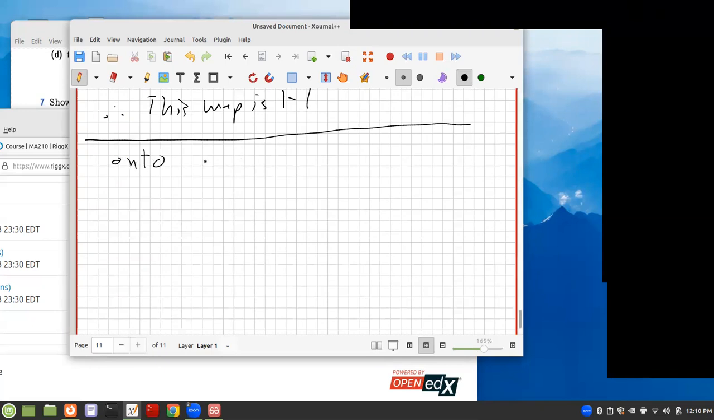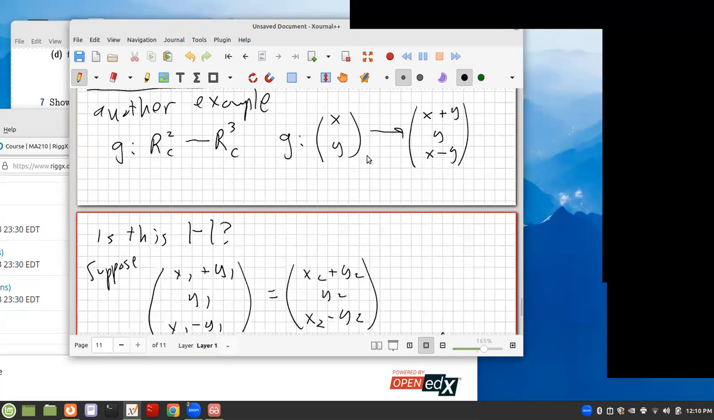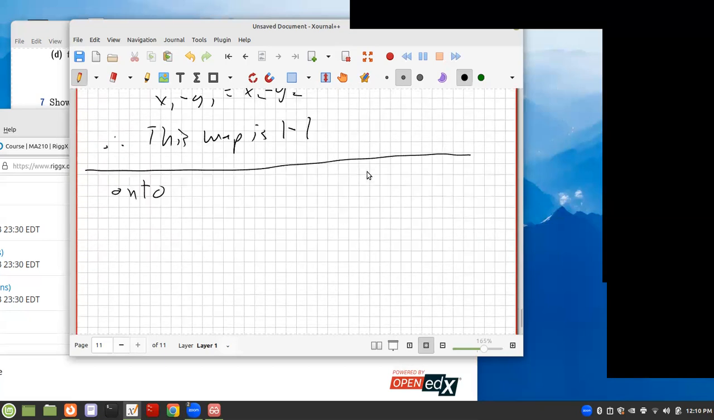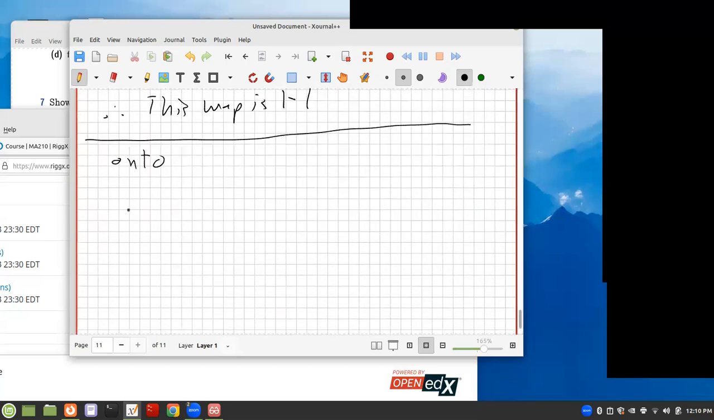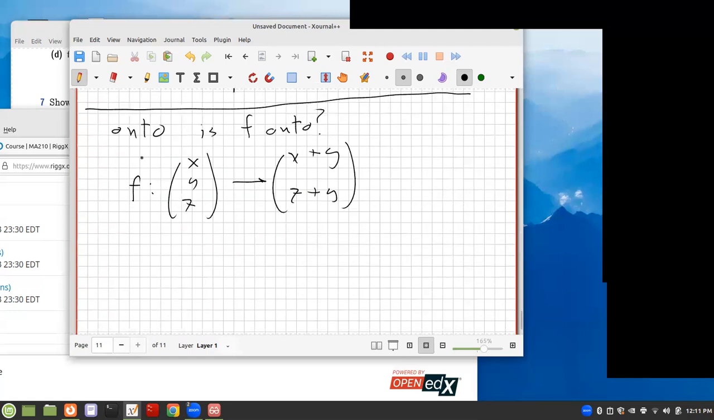And what onto means, well, this was G up here. Let's deal first with F. Is F onto that map? What is F? F was the map (x, y, z) to x plus y, z plus y. No, yeah, that's right. Well, I didn't phrase it. It's x plus y, y plus z. That's the same thing, but okay.